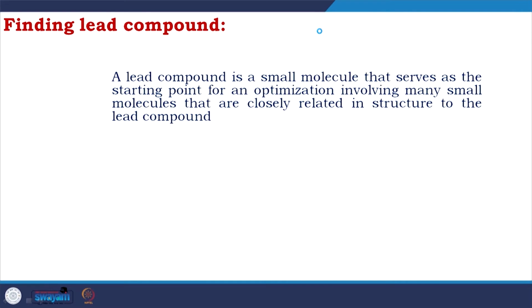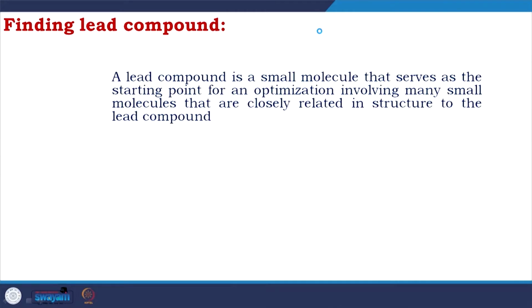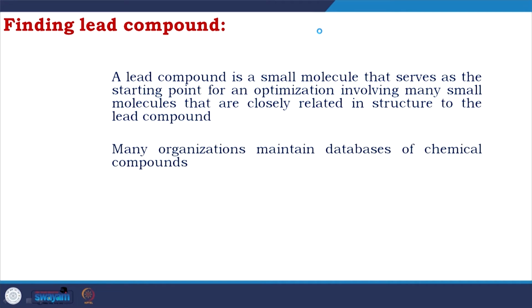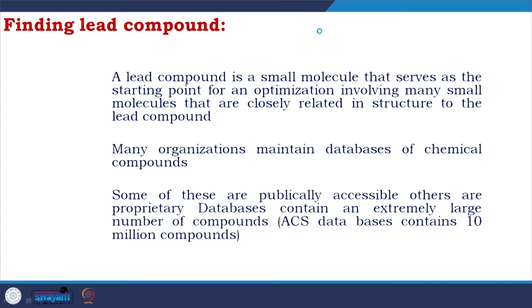So, finding a lead compound. A lead compound, as I have talked about earlier, is a small molecule that serves as the starting point for an optimization involving many small molecules that are closely related in structure to the lead compound. Many organizations maintain databases of chemical compounds. I have talked about the ZINC database and the ACS database; some are commercial, some are public, freely accessible.